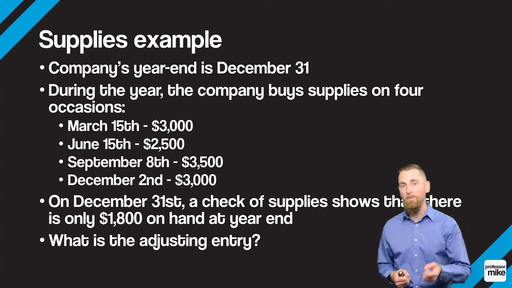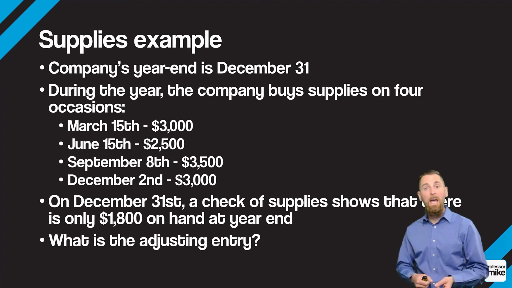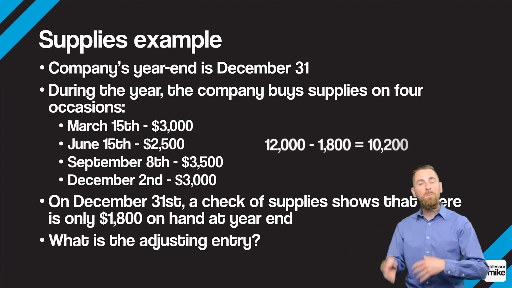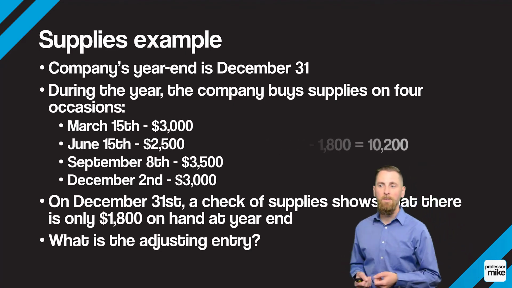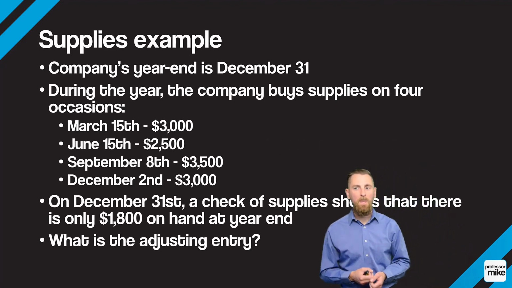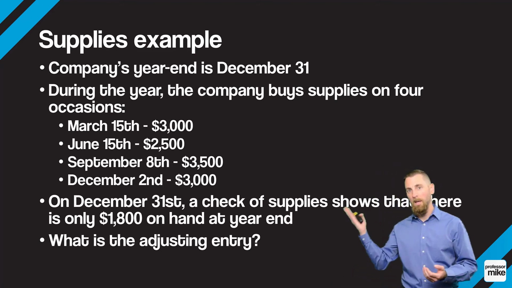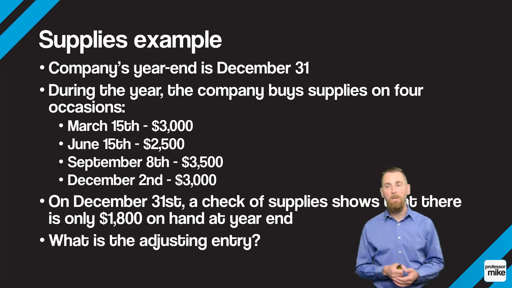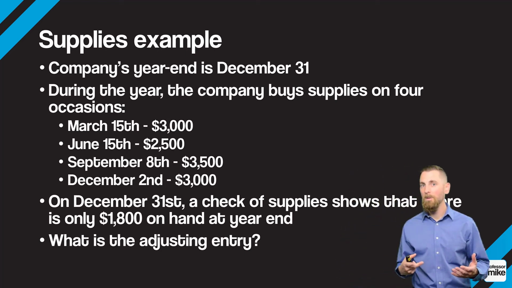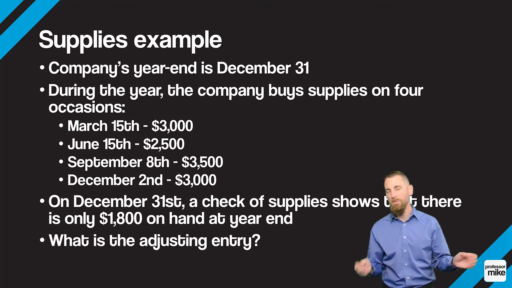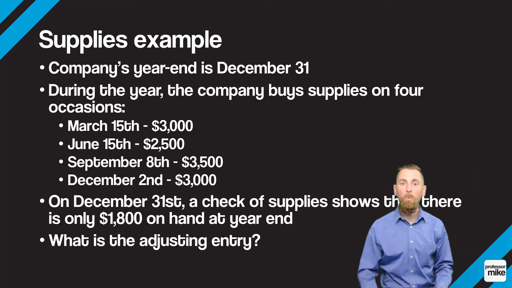How much do we need to expense? Well, if there's $1,800 left and we had $12,000, we need to expense the difference between the two, which in this case is $10,200. That's going to be supplies expense. Again, here we are, debited $10,200, and we're going to credit supplies, the asset. Absolutely. We're going to credit supplies, the asset. We're bringing that down. So we'll be back in balance.